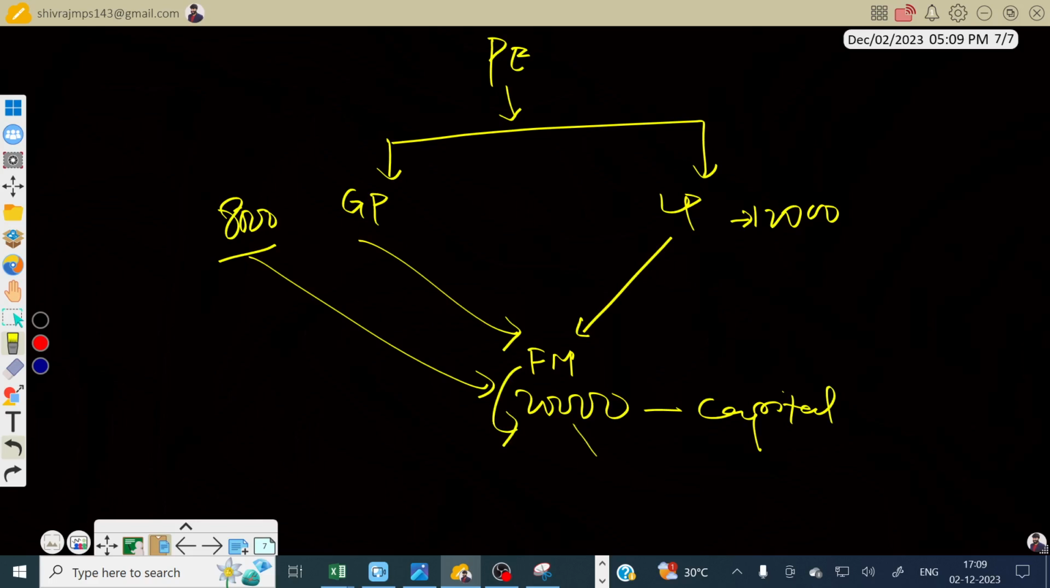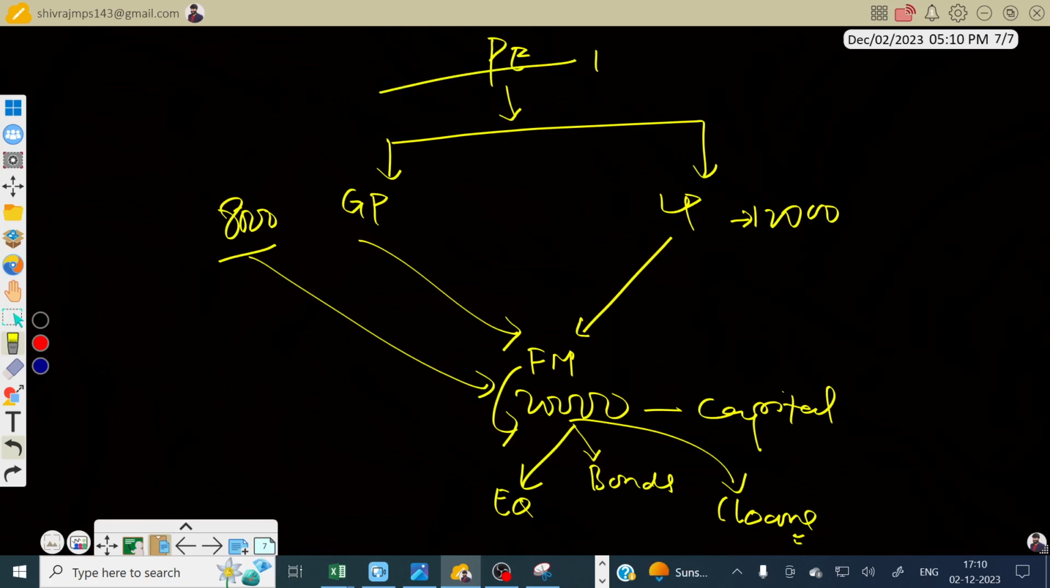So the fund manager will of course invest in equity, bonds, even loans. See, first let me tell you something. It's a normal business. Just replace it. Instead of PE, let's say it's a Tata Group company, right, Tata Tech. So on the general partner side, of course you would see Tata Trust. They're holding around 30% something.